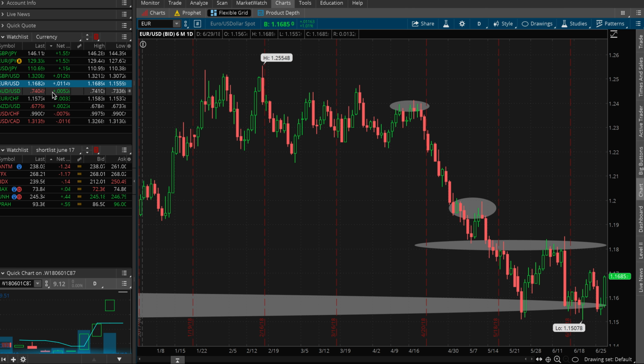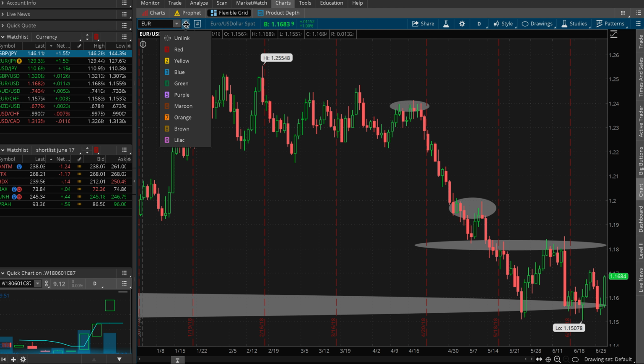So that's euro dollar. The overall trend on the daily chart is down, but right now it's going sideways. If it breaks this and goes back into the region we talked about, then maybe you want to take a look at it. Let's look at pound yen.